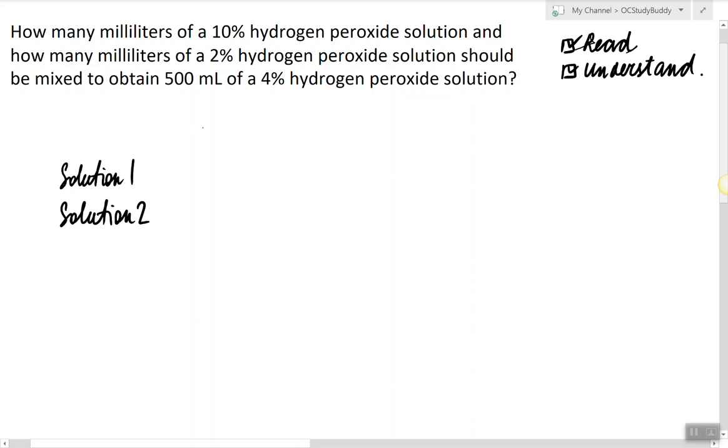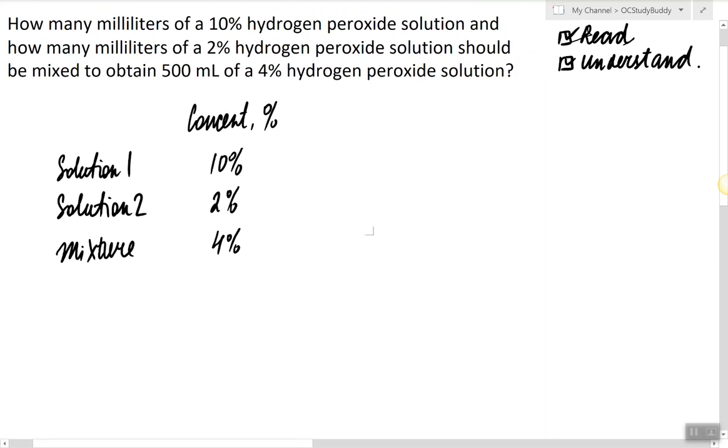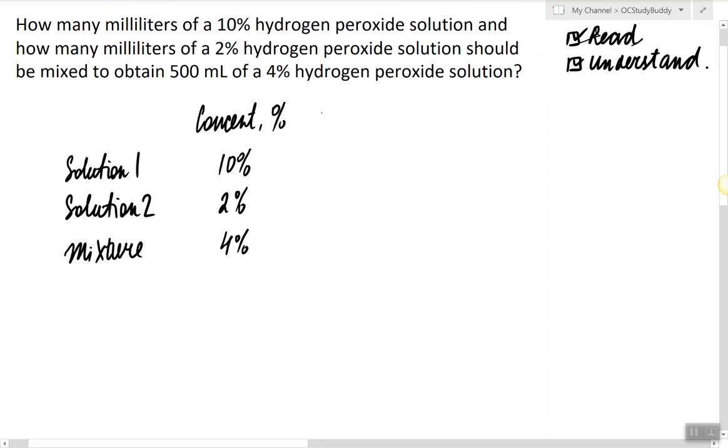So we have a concentration. So concentration is given in percent. So we have a 10% solution and a 2% solution, and we're trying to get a 4% mixture out of this. Also, for every solution, we also have a volume, while the volume for each solution is unknown.